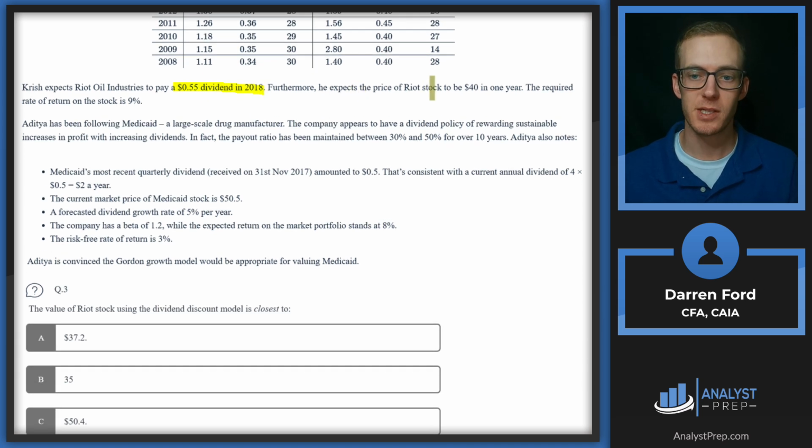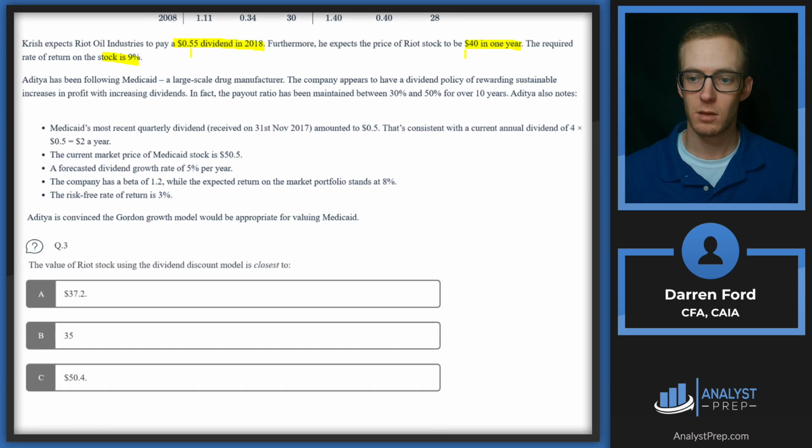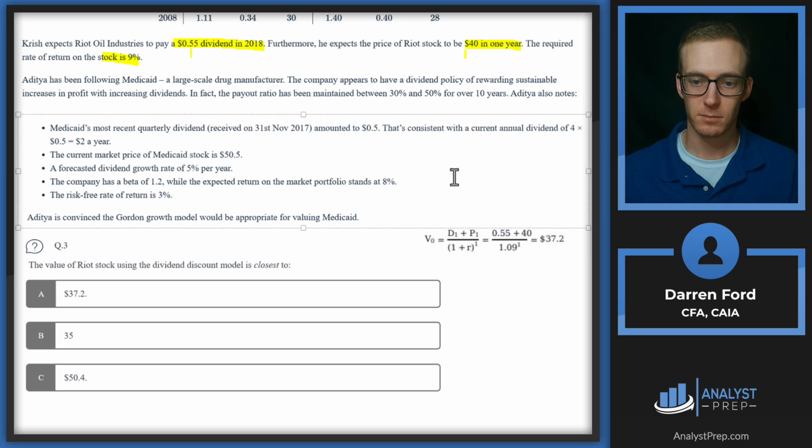Furthermore, he expects the price of the stock to be at $40 in a year. That's also going to be important. So really we're going to be discounting this dividend and the price of the stock back 1 year. And then the required rate of return on the stock is 9%. So we've got all the information we need here. Let's pull in our answer.